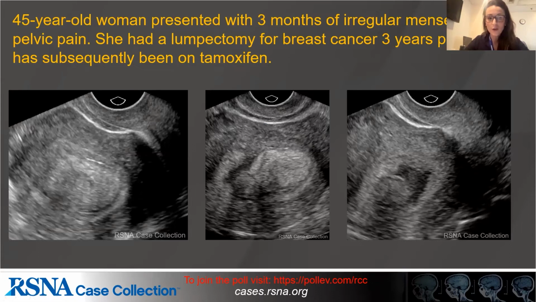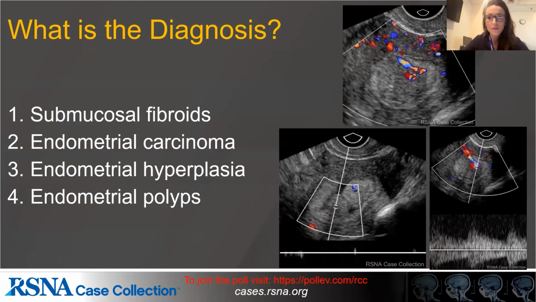Take a moment and look at those. The next images are a few more, both with color and spectral Doppler, demonstrating some further interrogation of those findings we saw in grayscale. So what's the diagnosis? Are these submucosal fibroids, endometrial carcinoma, endometrial hyperplasia, or endometrial polyps?